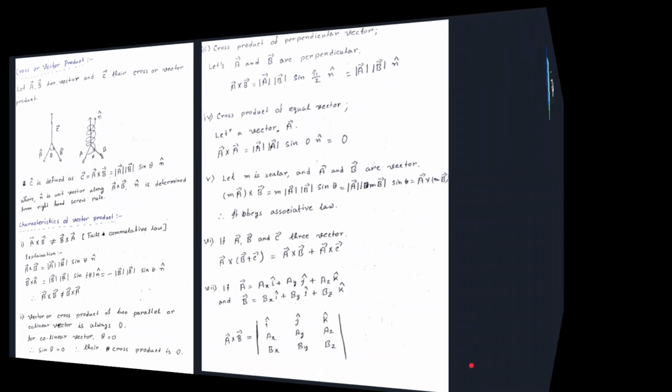Okay, what have we learned today? We have learned some very basic definitions: what is a scalar, what is a vector, what is a unit vector, and then we learned the dot product and the cross product.